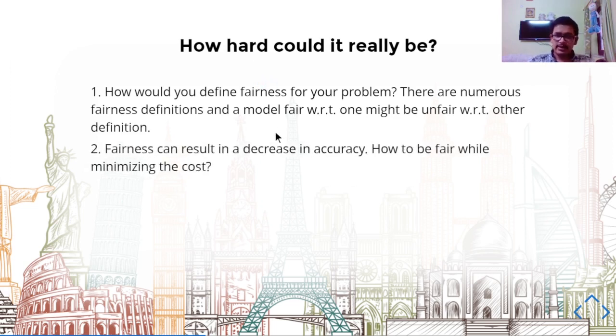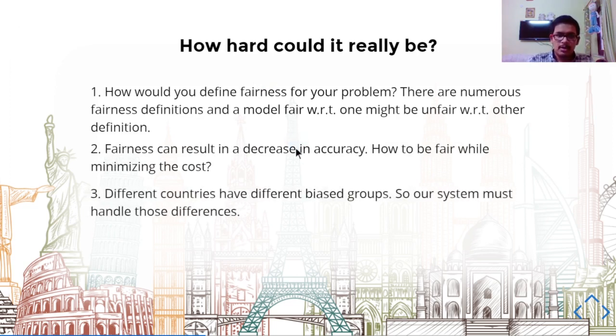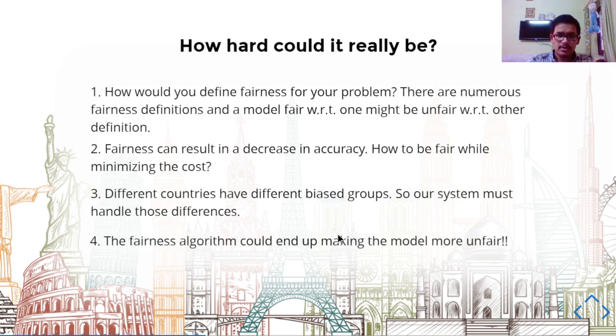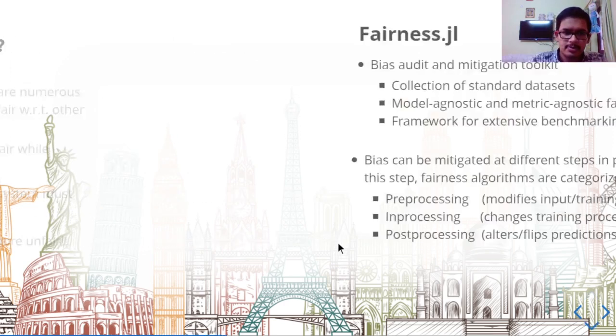Fairness can result in a decrease in accuracy. So, how to be fair while minimizing the cost? Different countries have different bias groups, so a system must handle those differences. Surprisingly, the fairness algorithm could end up making the model more unfair. So we need to check that as well. Now, with this brief introduction to fairness and related aspects, let's dive in and learn more about Fairness.jl.